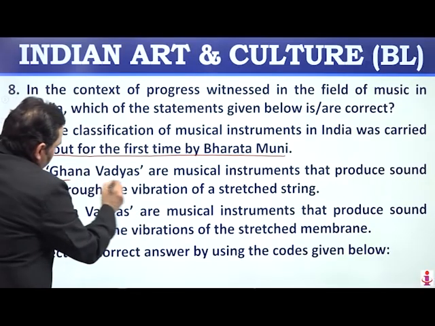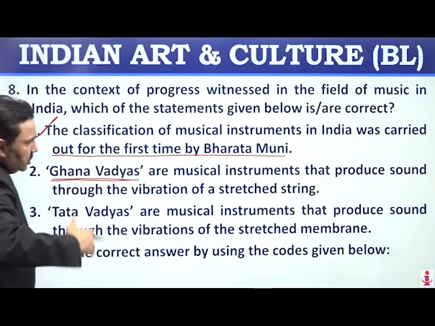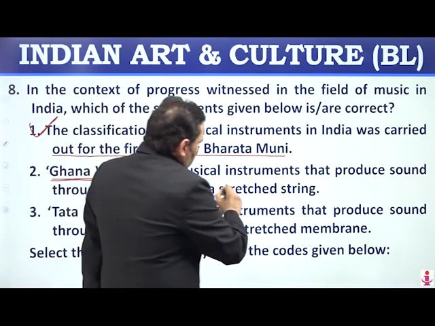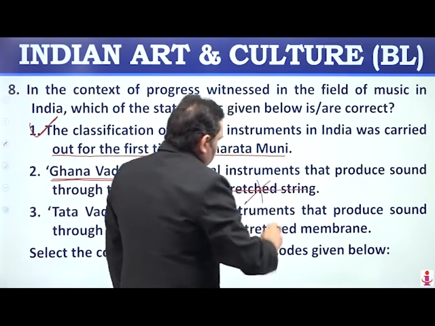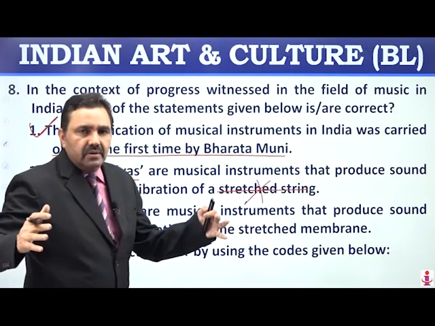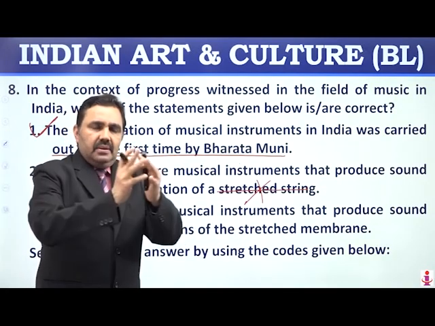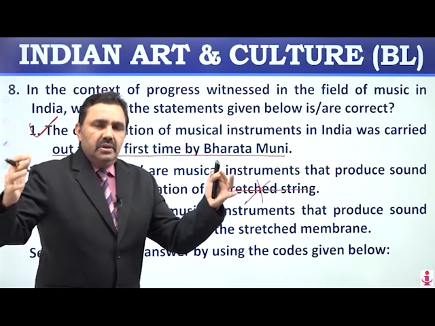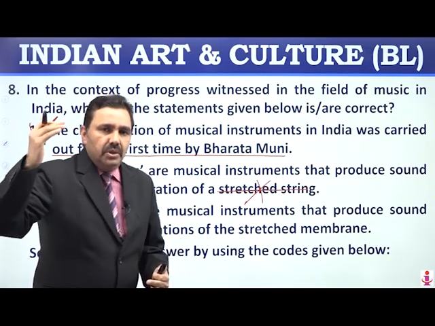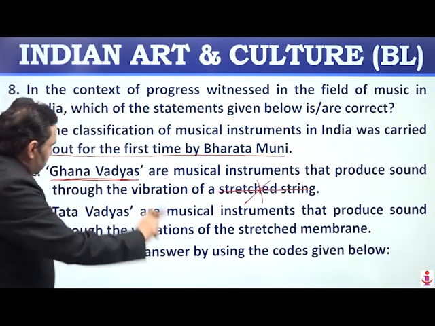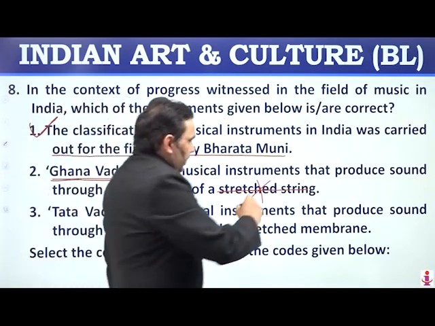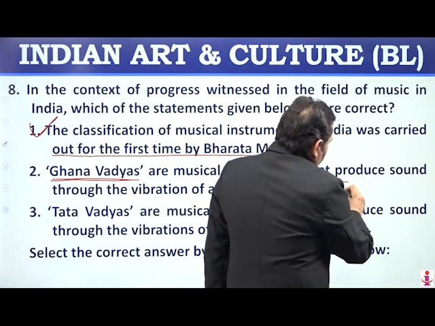Ganavadya. Ganavadya was that instrument which produced sound not through the vibration of a stretched string but through the vibration of entire instrument. Think of ghungru, cymbals, plates. So when you hit the plates, they produce sound. Vibration of entire instrument produces sound, and that instrument was known as Ganavadya. Stretched string was the feature of Tatavadya.